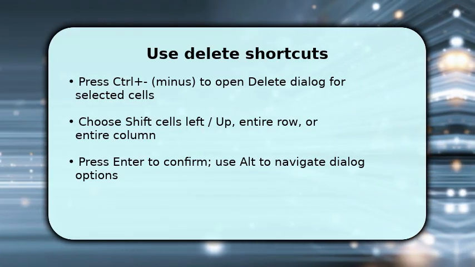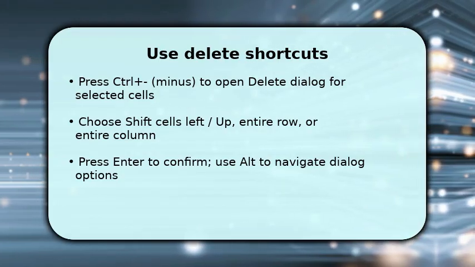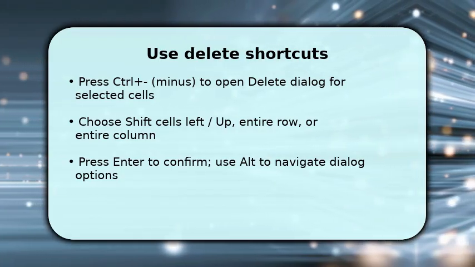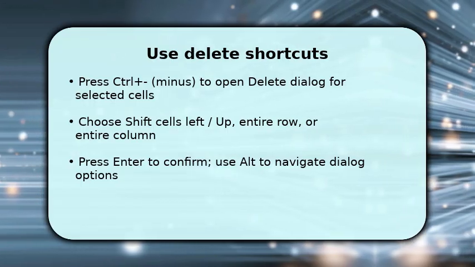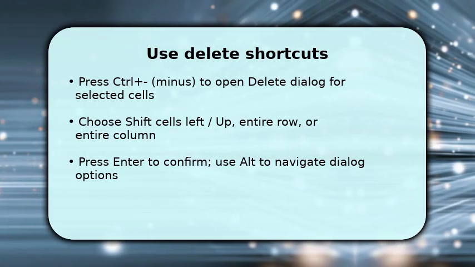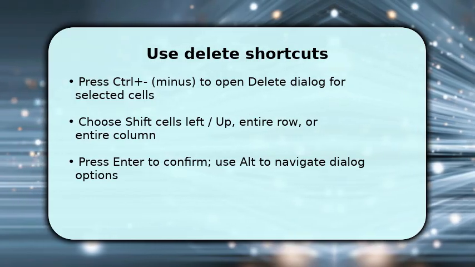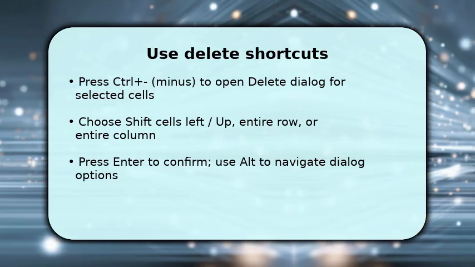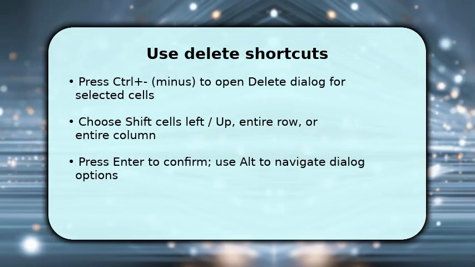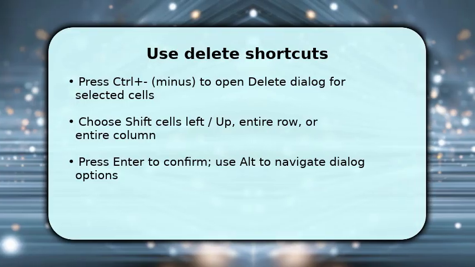In the dialog, choose whether to shift cells left or up, or remove entire rows or columns, because each option affects surrounding data differently. If you prefer keyboard only, hit Tab or use the underlined letter with Alt to switch options, then press Enter to confirm. Doing this keeps formulas and layout consistent when you remove data deliberately.